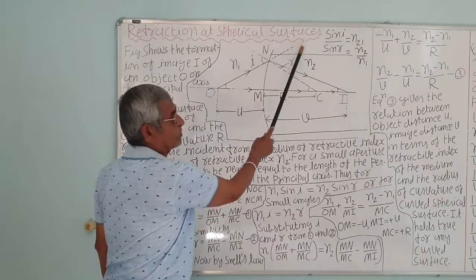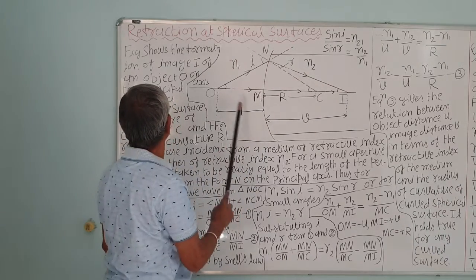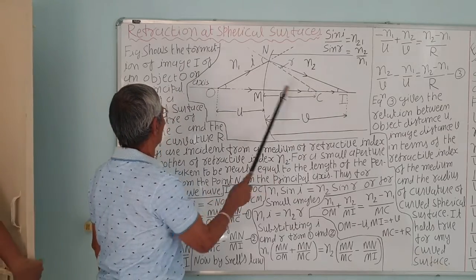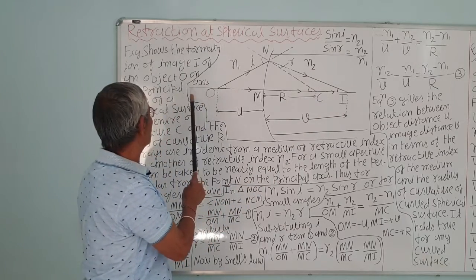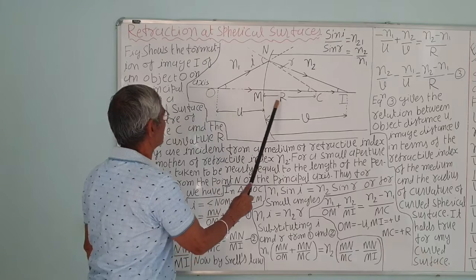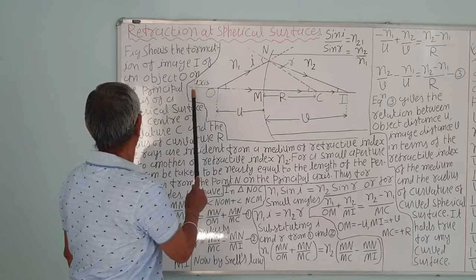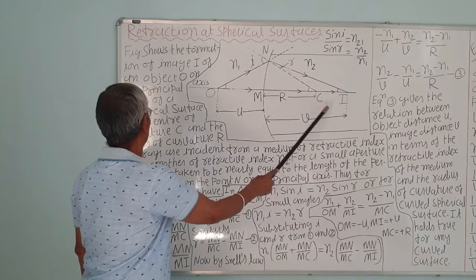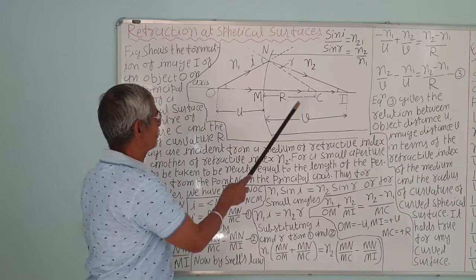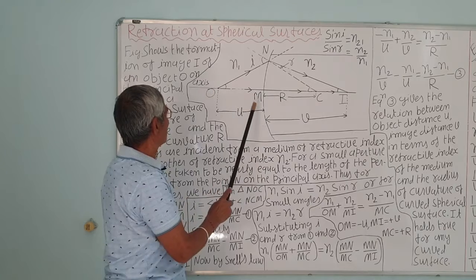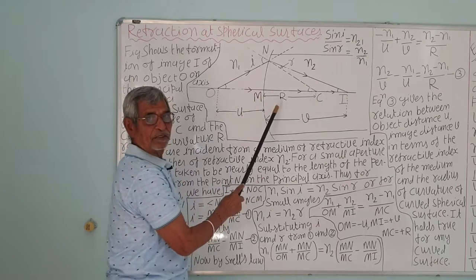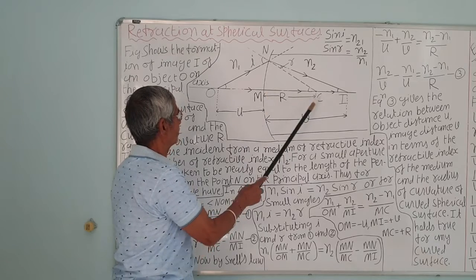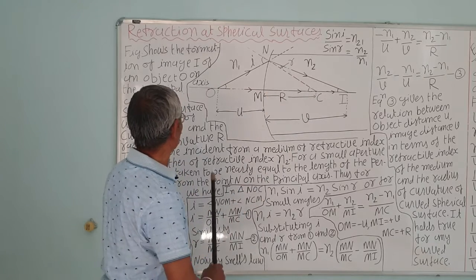Refraction at spherical surfaces. These are spherical surfaces. The figure shows the formation of an image I of an object O placed on the principal axis of a spherical surface. This is the principal axis of the spherical surface, with center of curvature C and radius of curvature R. That is the distance from the pole to C.